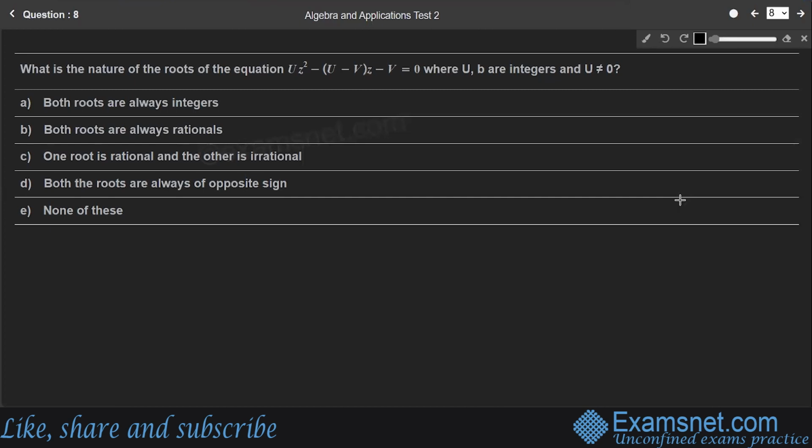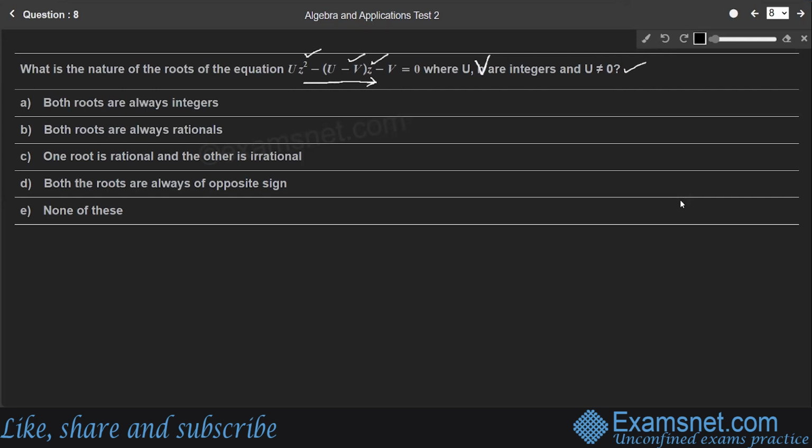Question number 8. What is the nature of the roots of the equation uz square minus (u minus v) into z minus v is equal to 0, where u and v are integers and u is not equal to 0? So the given equation is a quadratic equation. We all know that, because here u and v are integers and z is the unknown variable. Depending upon the power, z square minus (u minus v) into z, the powers are in decreasing order starting from square, which is the power 2. Therefore, the given equation is a quadratic equation.